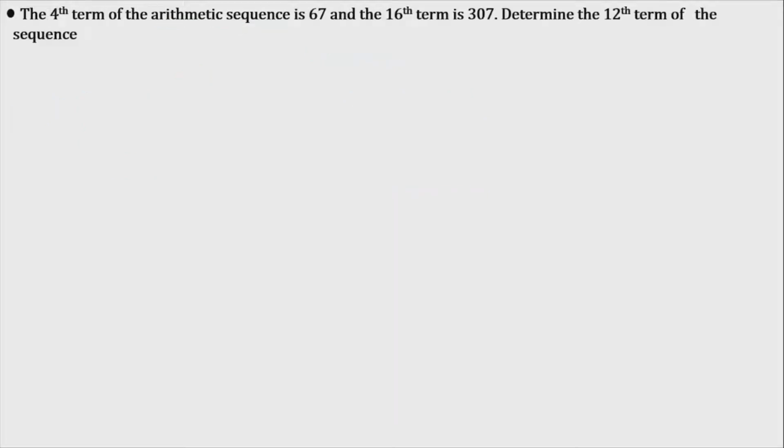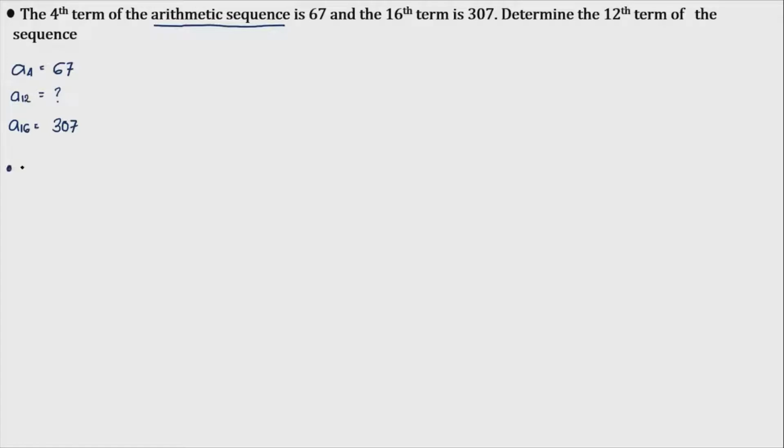For the next problem, binigyan na tayo ng clue. Arithmetic sequence daw siya. Lista natin yung mga given. Ang fourth term daw is 67. So A4 is equal to 67. Isa pang given natin is yung 16th term. A16 is equal to 307. Pinapahanap sa atin is yung 12th term. Hindi pa natin alam yung value ni 12th term.